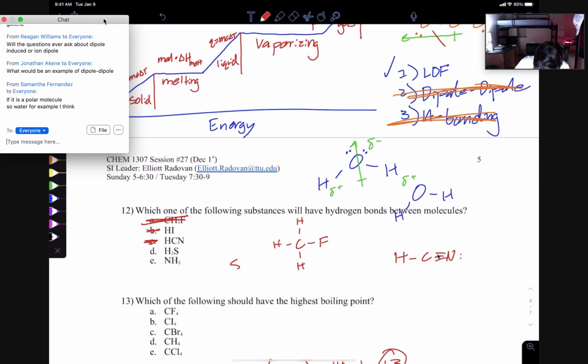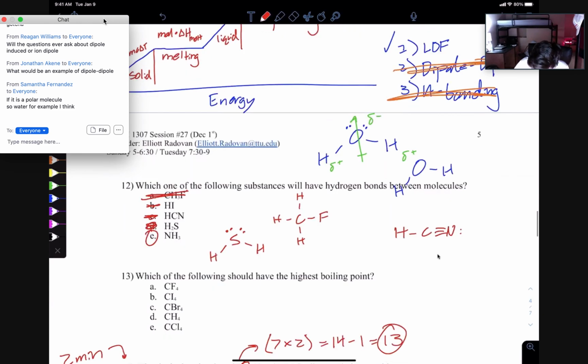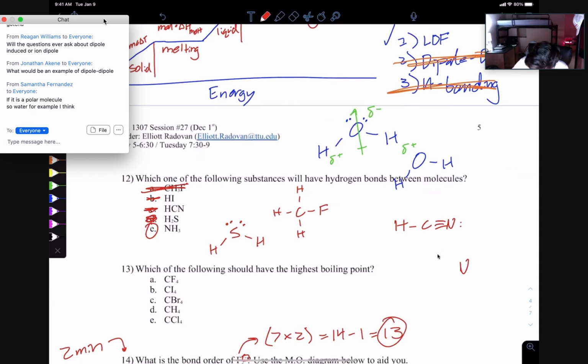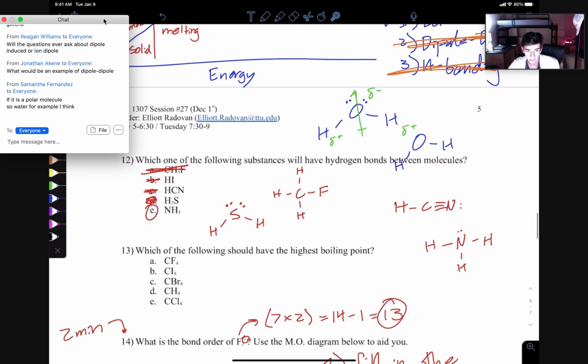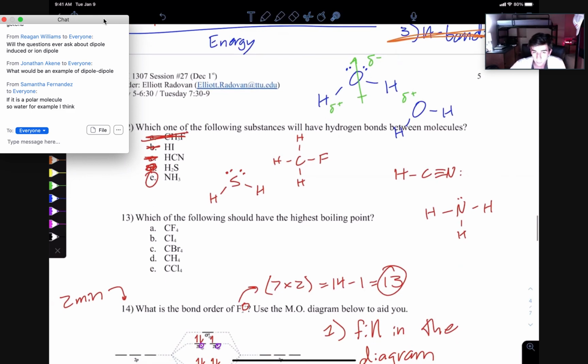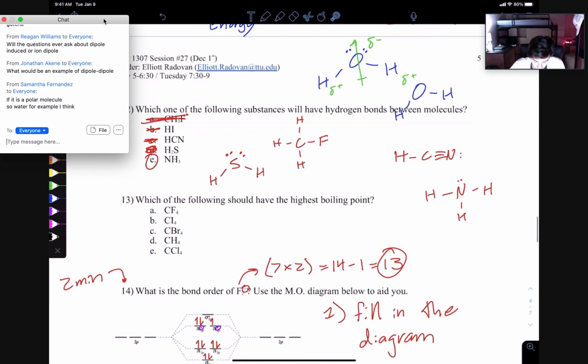H2S looks like this. And sulfur is not an F, O, or N, so D is not valid. So that leaves E as the only answer choice. And if you look at it, that looks like this. It's an ugly N. So NH3 looks like this. Those hydrogens are attached to nitrogen, so hydrogen bonding can happen in NH3, okay? So that's 12.